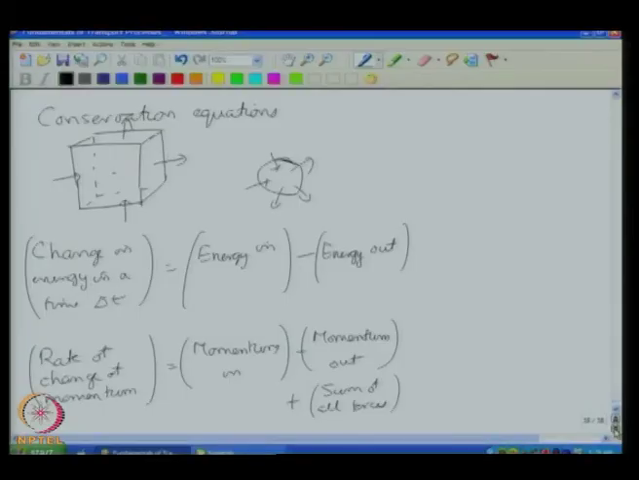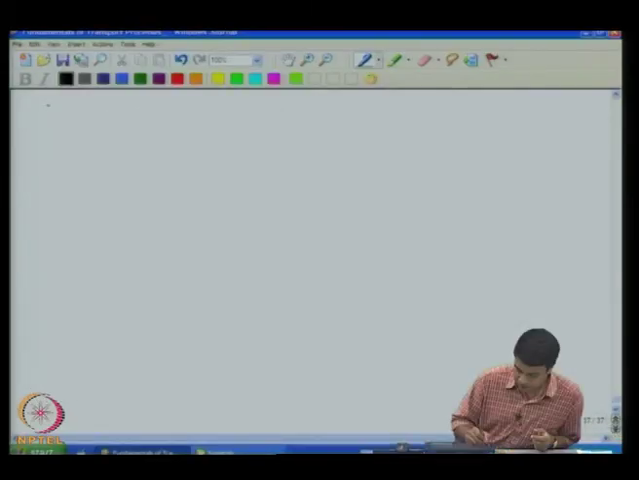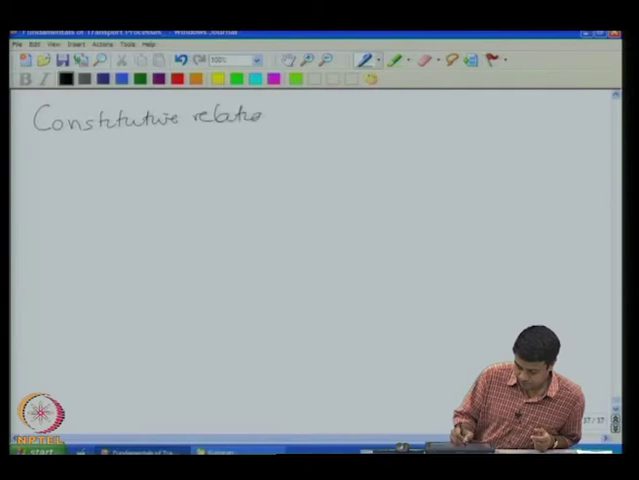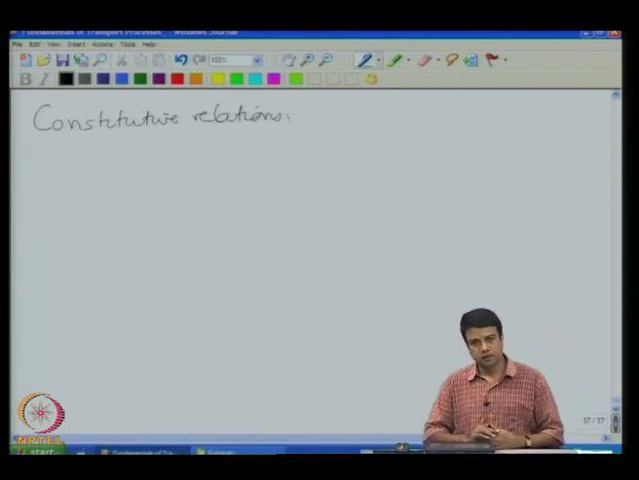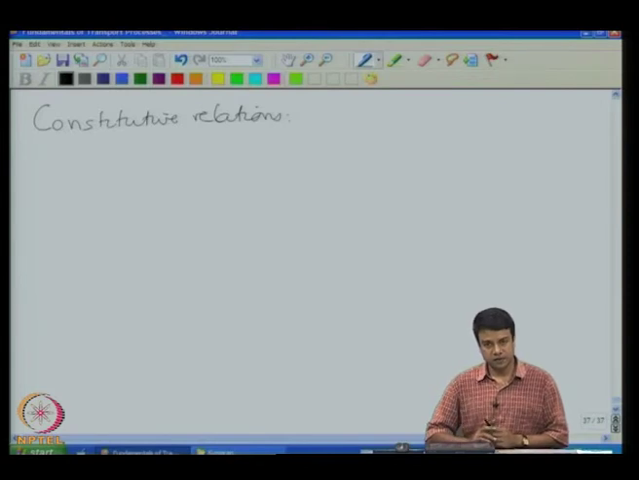So, in order to complete the balance equation, you need to have some way of saying how the flux of energy is related to the changes in temperature, how the flux of momentum is related to changes in velocity, and how the flux of mass is related to changes in concentration. And these things are what are called constitutive relations. We have already seen these constitutive relations.